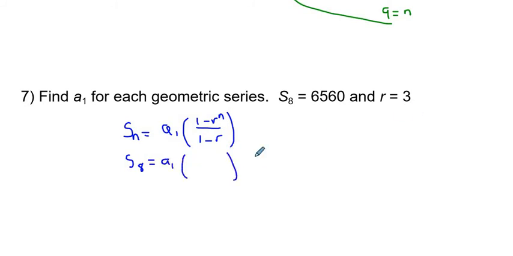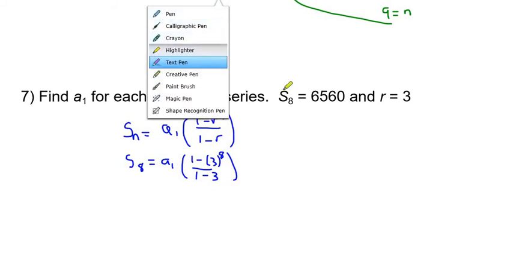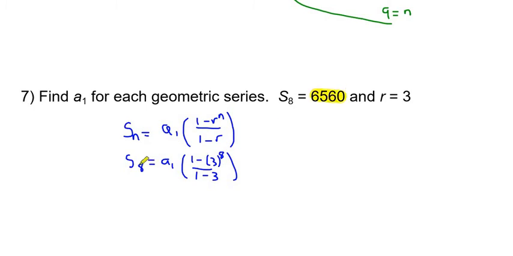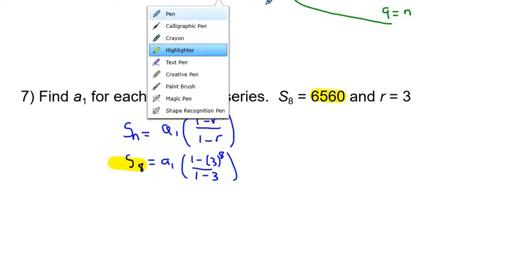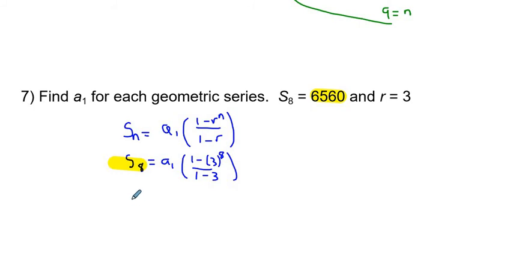They even told us r, right? So we know what r is, 1 minus 3. We know this n as well, right? Because the n is the same n as here. So this is to the 8th power. And on the bottom, we have 1 minus 3. And so the last thing to remember, and this is kind of key, is to remember that, when you're doing this, this number goes here, right? So we're going to put 6,560 here, and that's going to equal A1 times this thing.